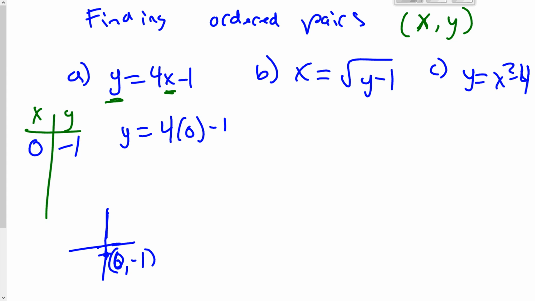And I could do any other point. I could pick another x. Negative 1. Plug that in. Y is equal to 4 times negative 1 minus 1. So that'd be negative 5. So I'd go over negative 1.